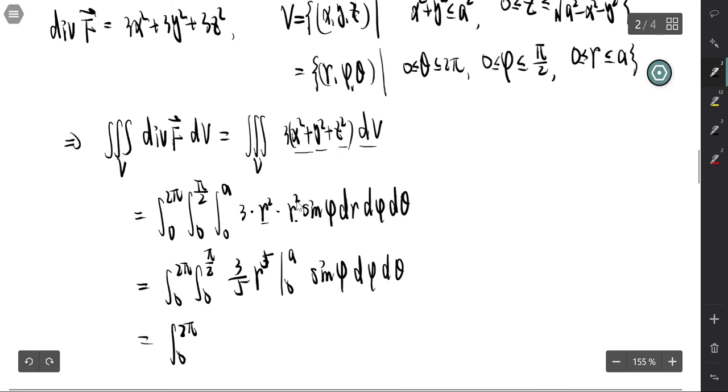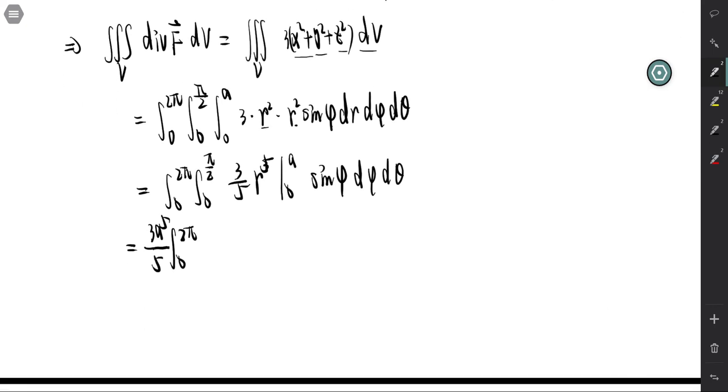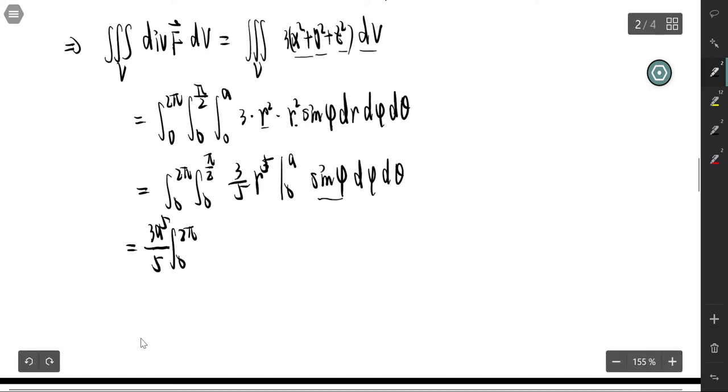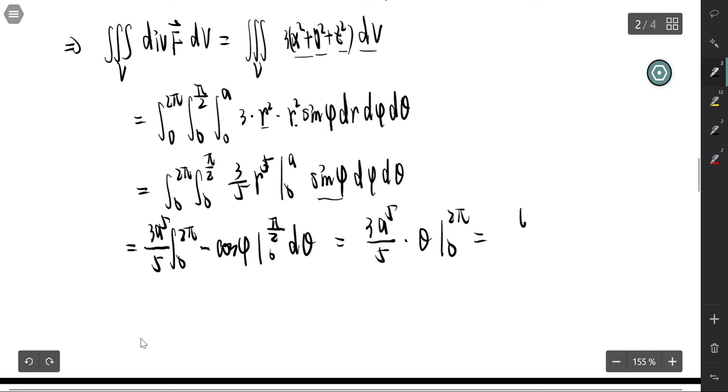That is 3a to the fifth over 5. It's a constant, so we can take the constant out of the integration symbol. For sine phi, that is negative cosine phi from 0 to pi over 2, and then d theta. Negative cosine phi from 0 to pi over 2 is 1. So that is 3a to the fifth over 5 times theta, where theta is from 0 to 2 pi. So actually that is 6 pi a to the fifth over 5. That's the result for this example.